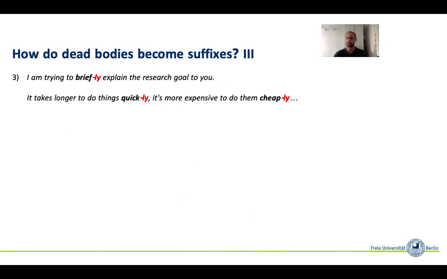Right. If we then go further on, and this is really just 3 or 4 examples for more than 1,000 years of development, but just to illustrate things. And now we have the present-day English sentences such as, I'm trying to briefly explain the research questions to you, or it takes longer to do things quickly, it's more expensive to do them cheaply. And now here probably everyone would agree that this is grammar. Ly here is not a lexical unit, simply intuitively.